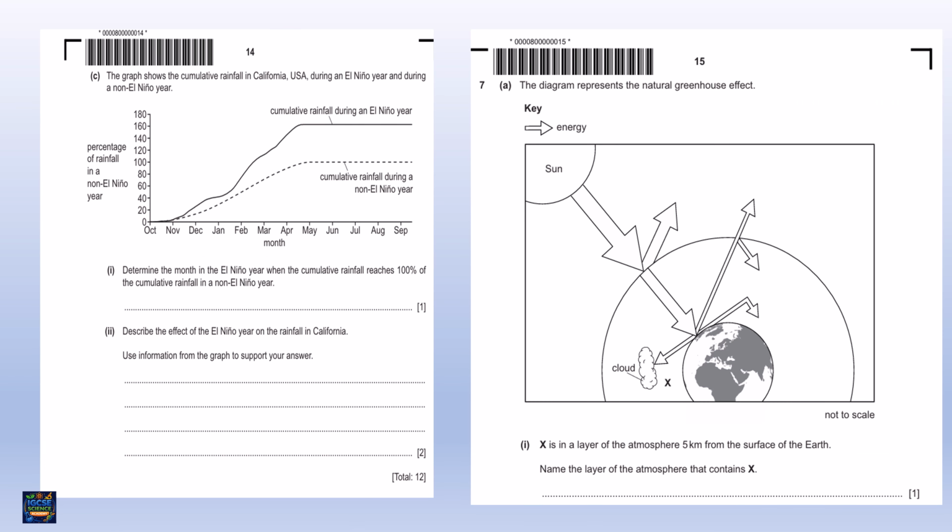So part C of question number 6 is a graphical question, a graph related question. The graph shows the cumulative rainfall in California, USA during an El Nino year and during a non-El Nino year. Here is the graph and the question is: determine the month in the El Nino year when the cumulative rainfall reaches 100% of the cumulative rainfall in a non-El Nino year. This carries only 1 mark.